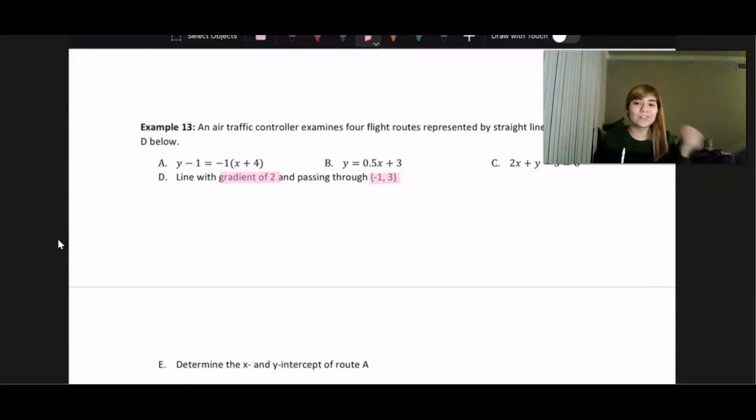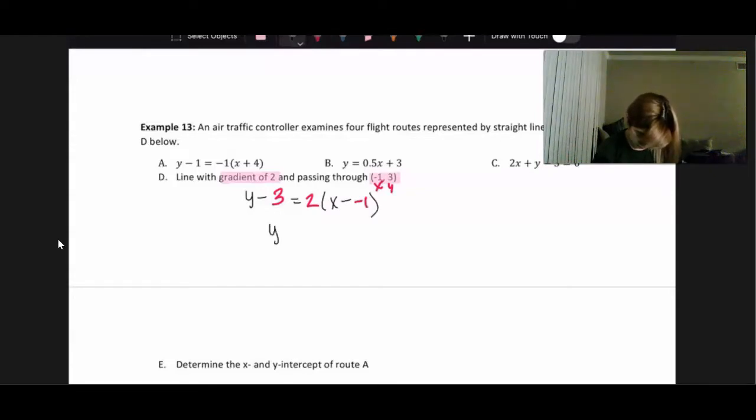But in this case, they give us a gradient and a point, so we can use point gradient form. Like I said, it doesn't really matter. I just leave it in point gradient form so I don't have to change it around. So y minus my y1, which is 3, equals m, which is 2, x minus your x1, which is -1, and if I simplify it, it's y minus 3 equals 2x plus 1. So now I have the equations of my 4 flight paths.